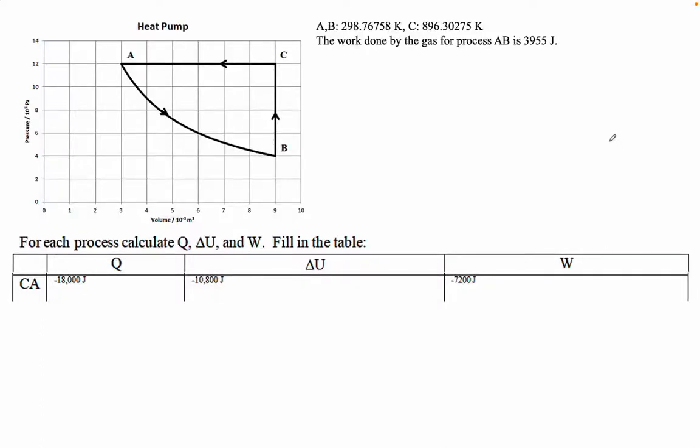All right, let's look at process CA. So these isobaric ones are going to have, there's no zero in there really. So there's work, there's change in internal energy, there's heat. Okay, so let's take a look at this, right?